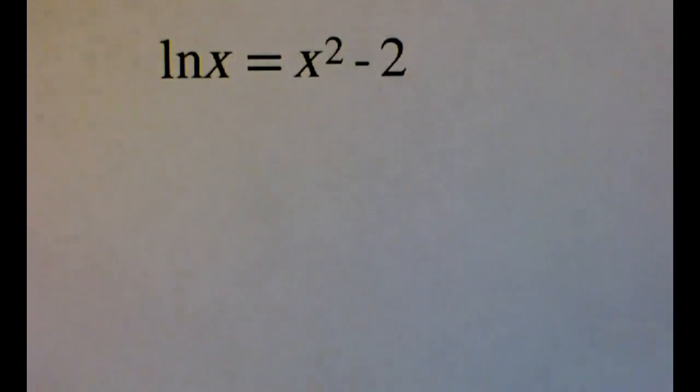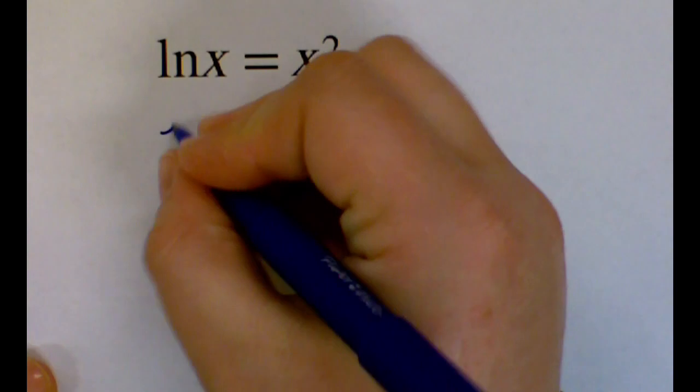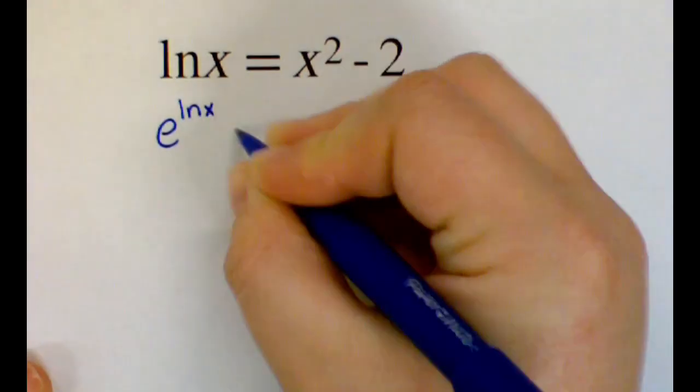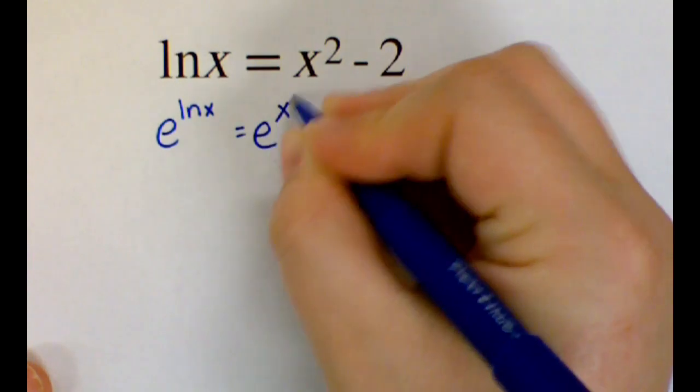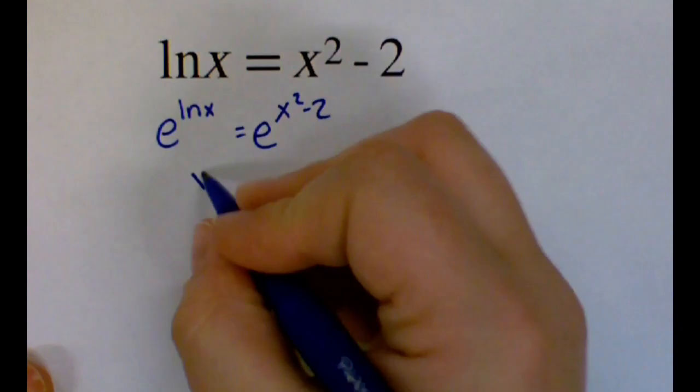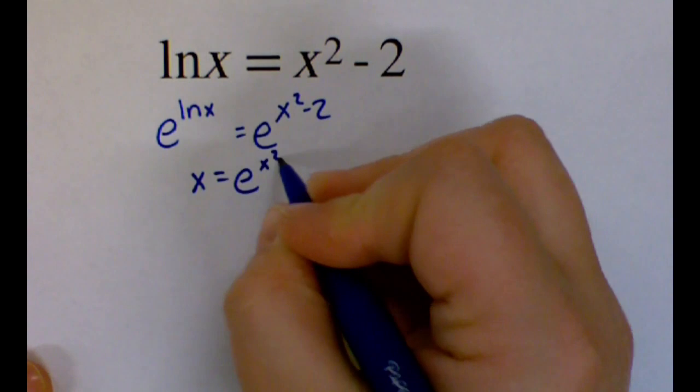And one more for this video. Natural log of x equals x squared minus 2. All right, what are we going to do? Well, the only way to get rid of a natural log is to raise it as a power. So I have x equals e to the x squared minus 2 power.